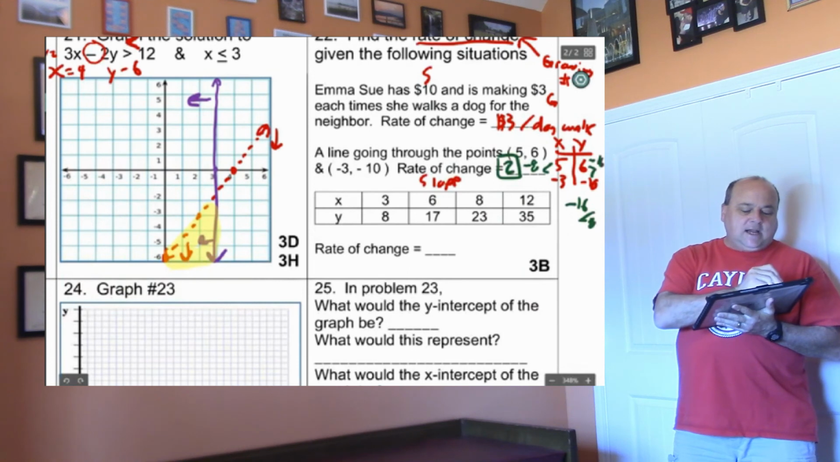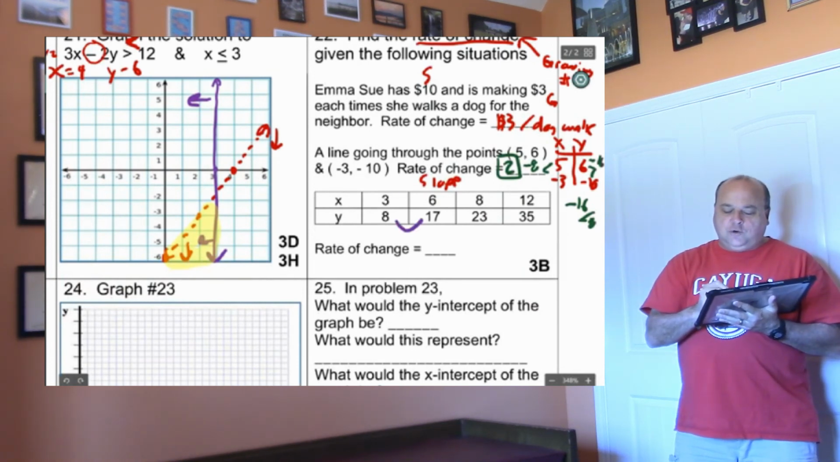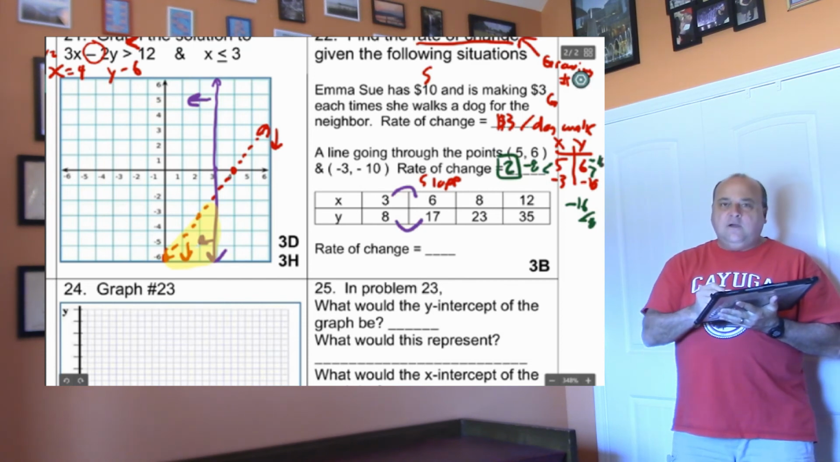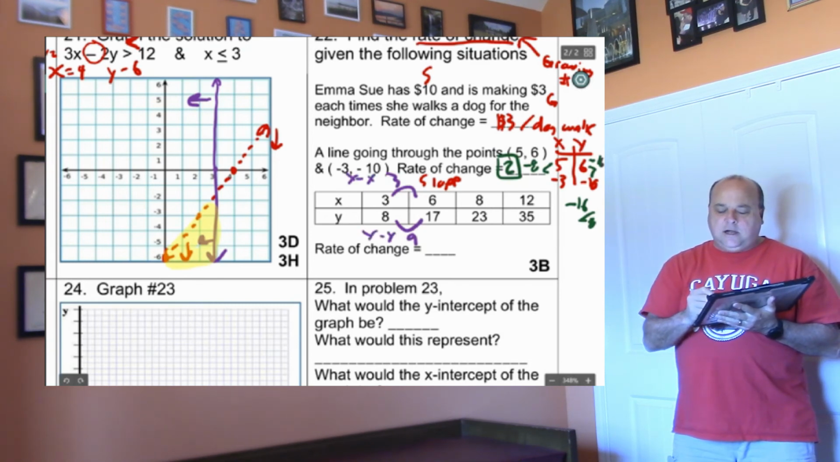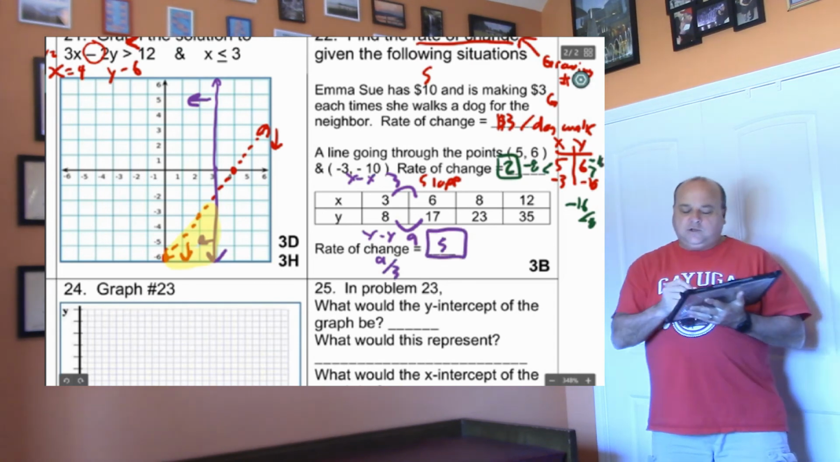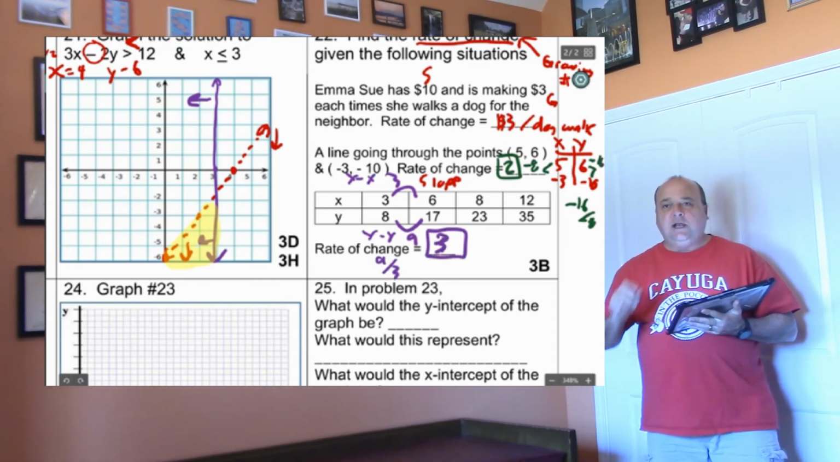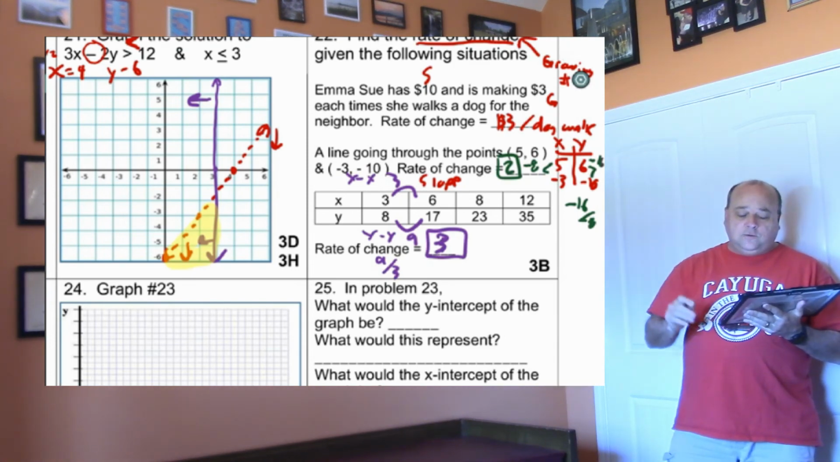Okay, on the next one, I can pick any 2 points I want, so I'm going to pick the smallest 2. I'm going to get the difference of these and these. From 17 to 8, that's 9. And from 3 to 6 is 3. My rate of change is going to be y minus y over x minus x, right? Or 9 over 3, which would be 3, wouldn't it? So that's an easy way to get the rate of change or slope. Make sure you're able to do that.